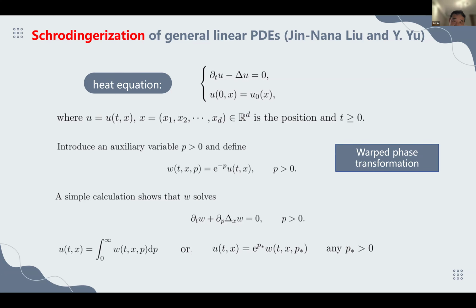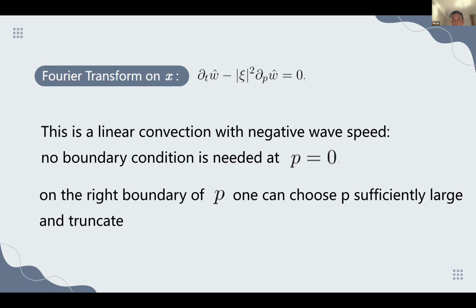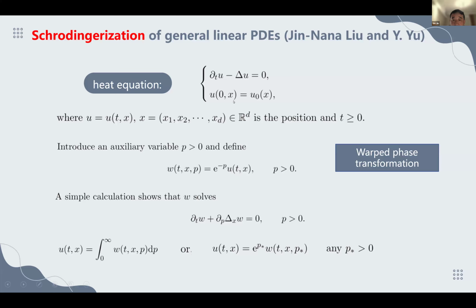So you do not need the boundary condition at p equals 0, but you need the boundary condition at p equals infinity. But notice here we can truncate, because the solution decays exponentially in p. Just stop at some finite p large enough so that e to the minus p is almost 0, and give a zero boundary condition on the right-hand side. Then we have a well-posed initial boundary value problem. You can solve it. It's a good equation, right? Now, what's the relation between this third-order PDE and the Schrodinger equation?